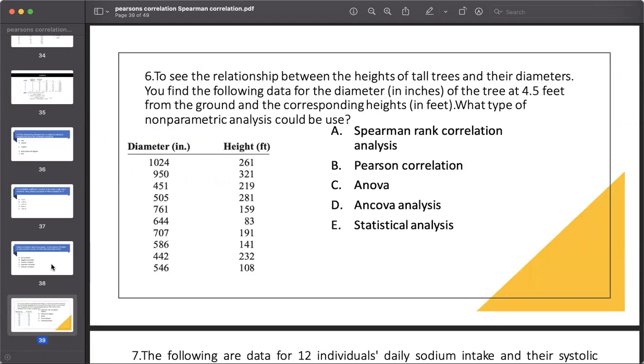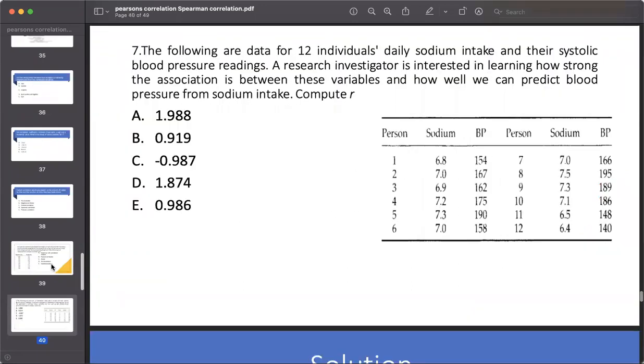Question number six. To see the relationship between the heights of tall trees and their diameters, you find the following data for the diameters in inches of the tree at 4.5 feet from the ground and corresponding heights in feet. What type of non-parametric analysis could be used? A is Spearman rank correlation analysis, B is Pearson correlation, C is ANOVA, D is ANCOVA analysis, and E is statistical analysis. The answer is A, Spearman rank correlation analysis.